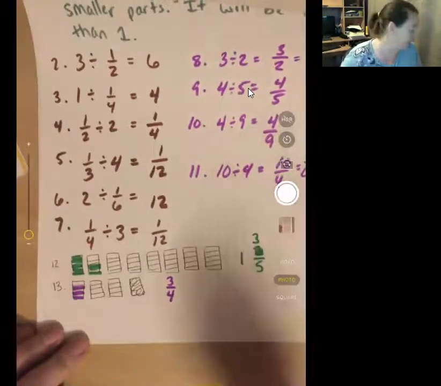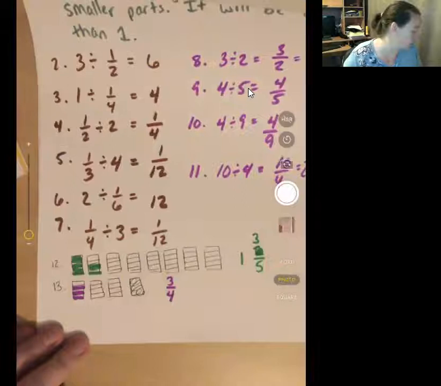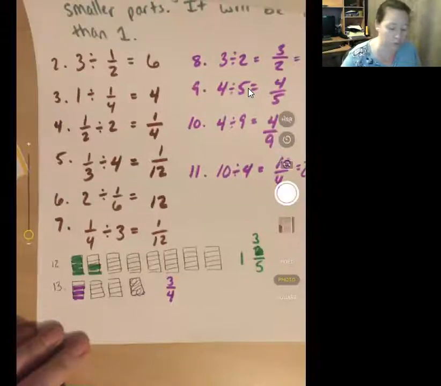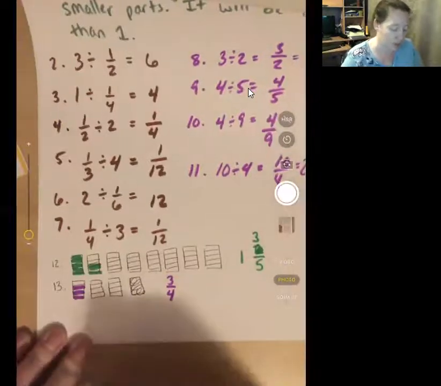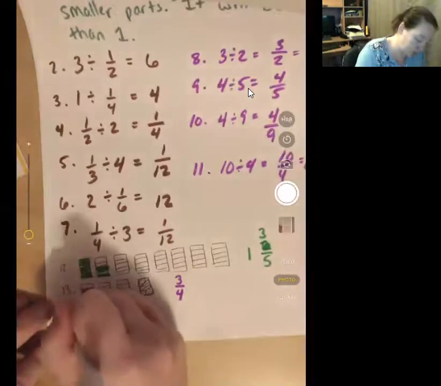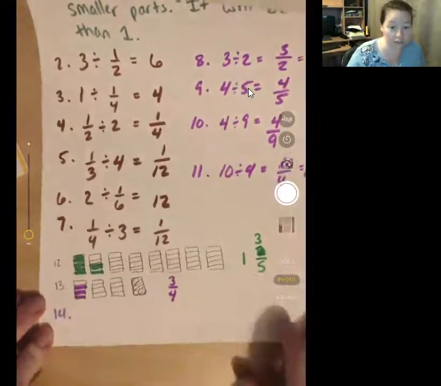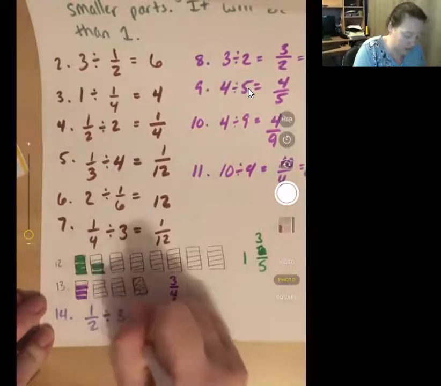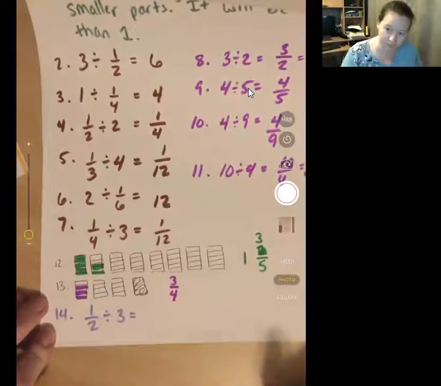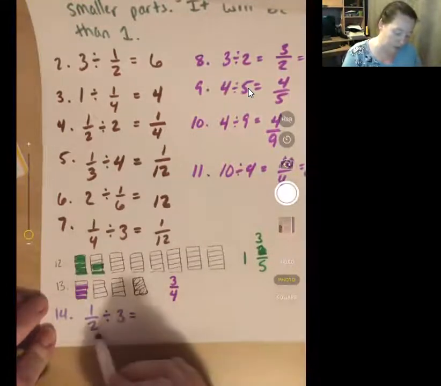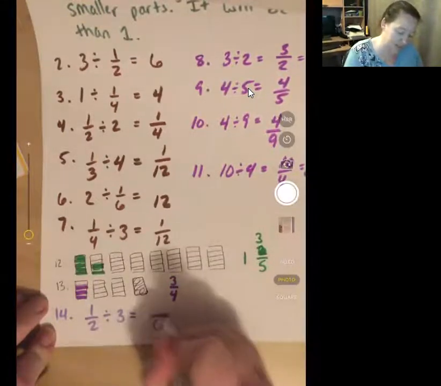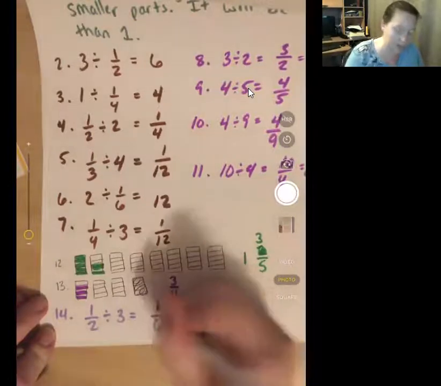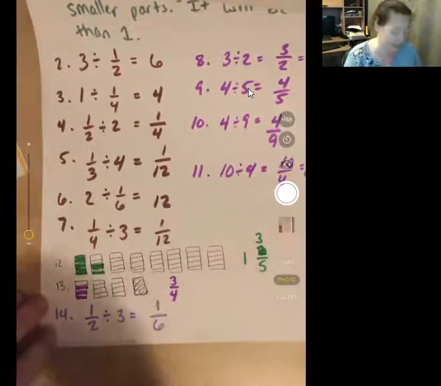Number 14, Caleb and 2 friends are sharing a 1/2 quart of milk equally. What fraction of a quart of milk does each of the 3 friends get? So number 14, we start with a 1/2 and we divide it among 3 people. So 2 times 3 is 6. Since we started with less than a whole, we end with less than a whole, 1/6.